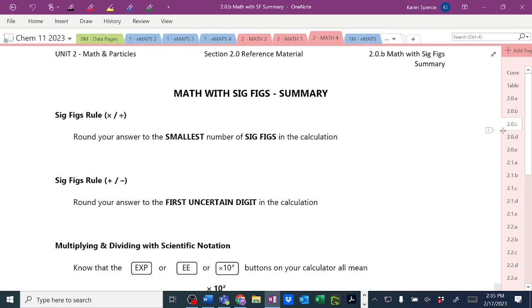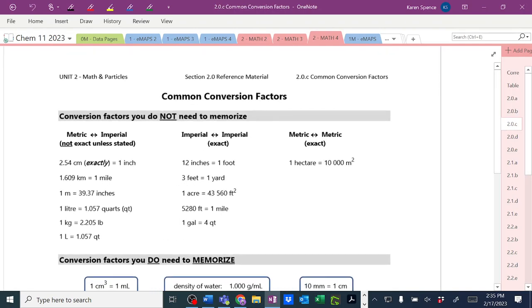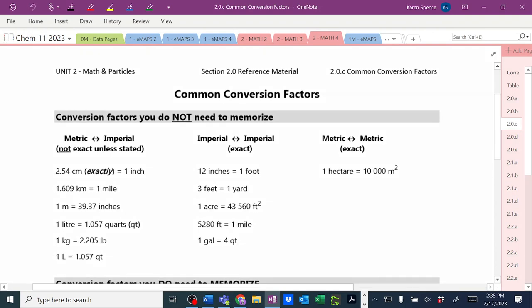There is a common conversion factors page. I'm actually going to print one of these out for you separately so you don't have to flip to the front of the book the whole time. But if you lose that separate one, there will be one in your book, okay?